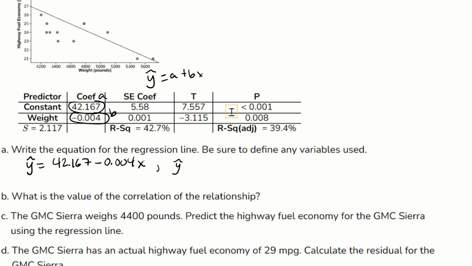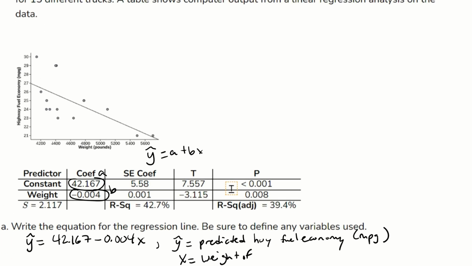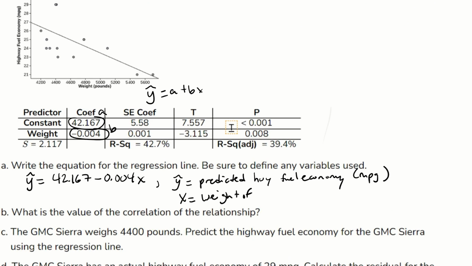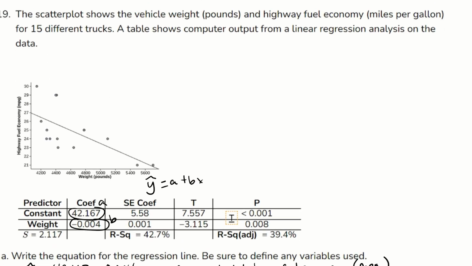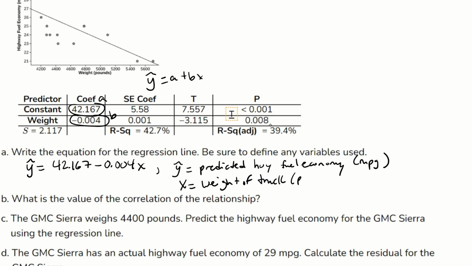Now y hat is equal to the predicted highway fuel economy in miles per gallon. And x is the weight of the truck, in pounds.